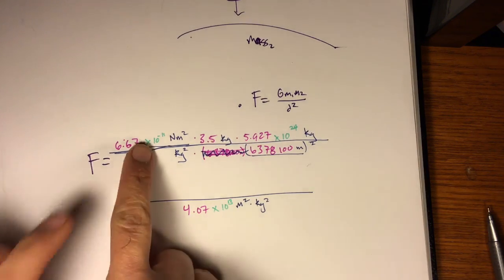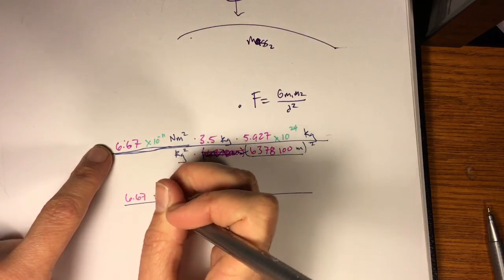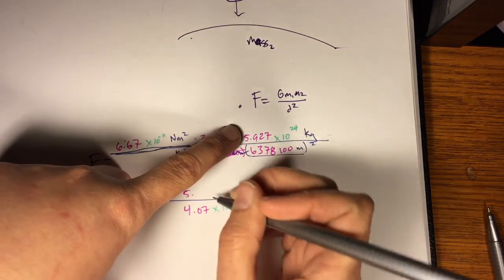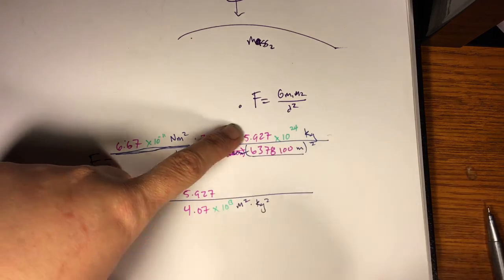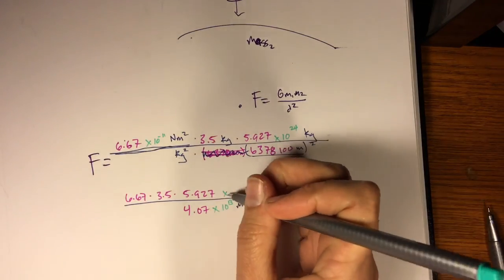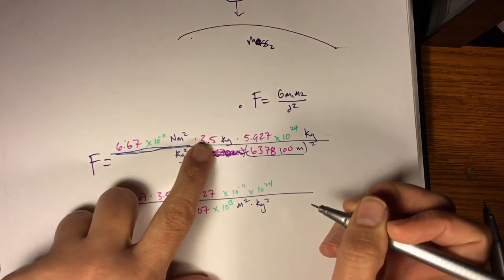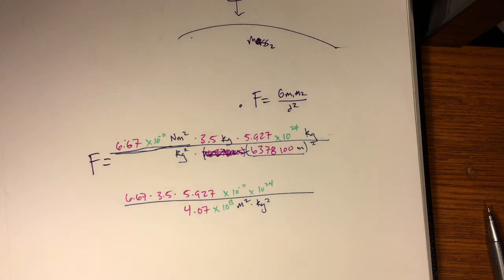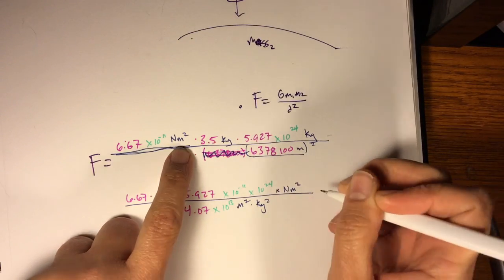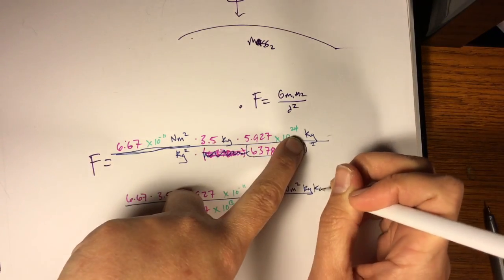On top, I'm just going to rearrange stuff. I'm going to put all my numbers together: 6.67 times 3.5 times 5.927. Then I'm going to put all my powers of 10 together: times 10 to the negative 11th times 10 to the 24th. I didn't have one for the middle. And then I'm going to put all of my units together: Newton meters squared for that one, over here a kilogram, and over here a kilogram.